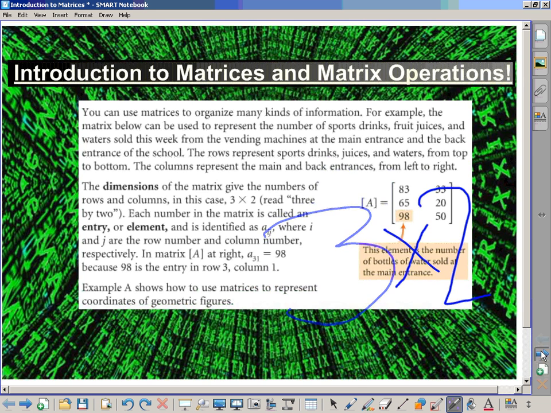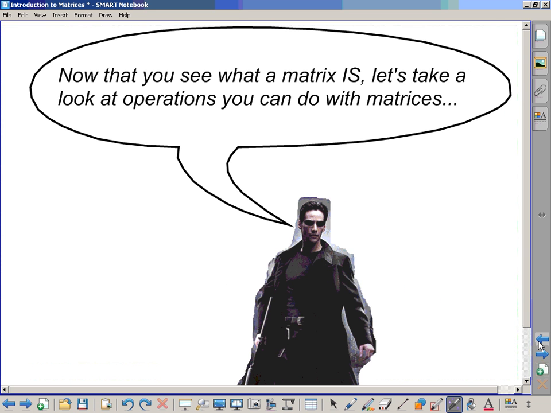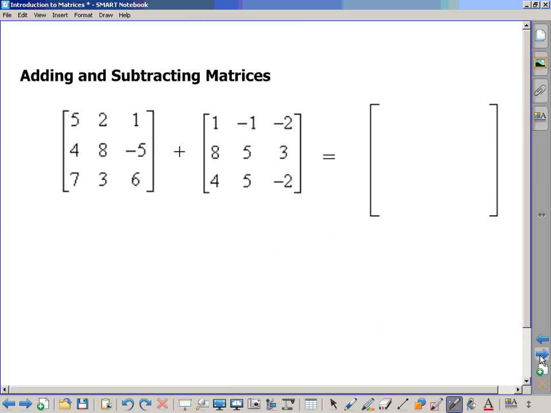3 by 2. On the next slide, we see that our good friend Neo here says that we see what a matrix is. Let's take a look at different operations that you can do with matrices. Sorry, I was in a bit of a matrix mood. Let's go here and talk about adding and subtracting matrices.